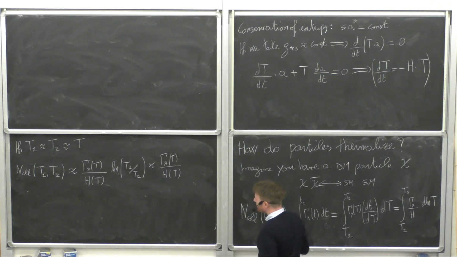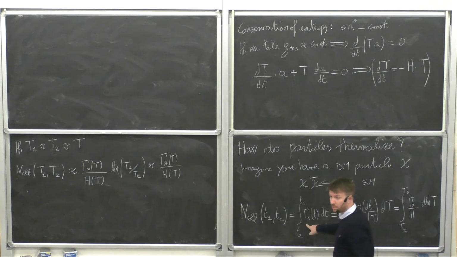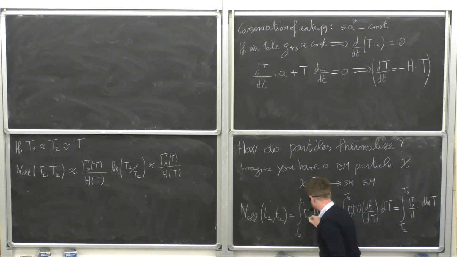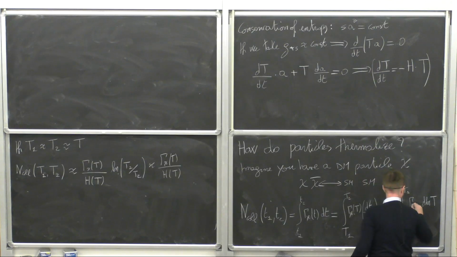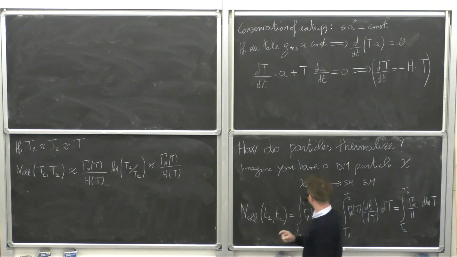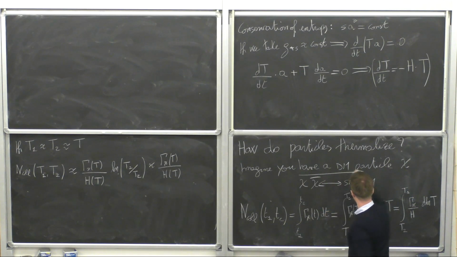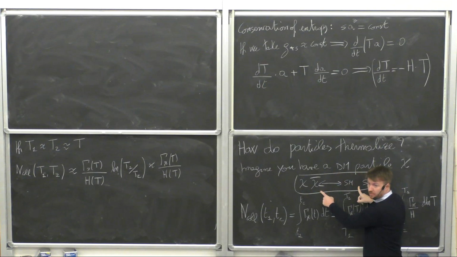Where is gamma lambda? These are all chi, sorry. So my handwriting is not the best. Sorry. So gamma chi is the rate, the number of annihilations of this kind per unit time. That's the rate for the annihilations.